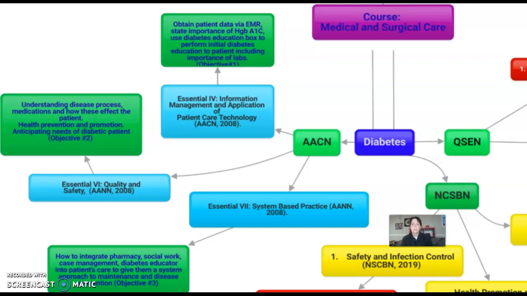The third essential that I chose for the AACN Essentials is systems-based practice. And the way that one would integrate this into the curriculum is how to integrate pharmacy, social work, case management, the diabetes educator, all of those different multidisciplinary teams into the patient's care to give them a systems approach to maintenance and disease prevention. And that would help encompass objective number 3 from the course by managing the nursing process, including patient assessment, plan, implementation, and evaluation of care for medical surgical patients.